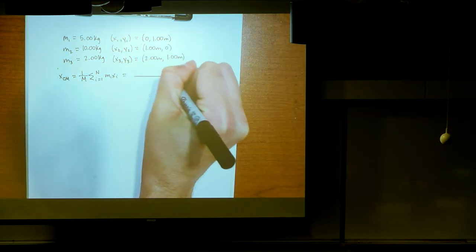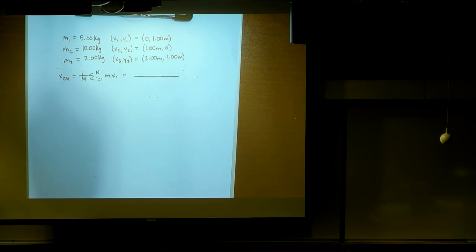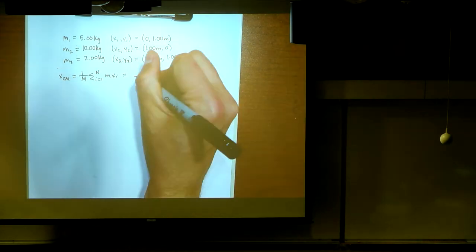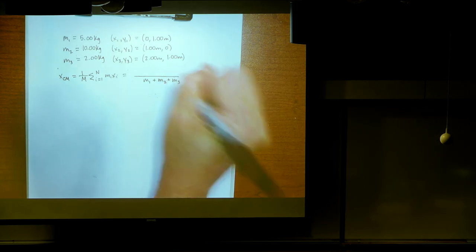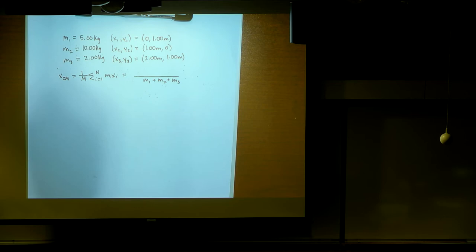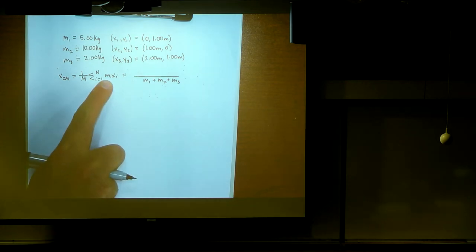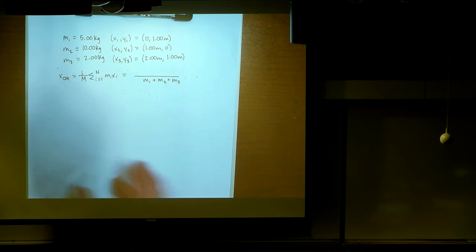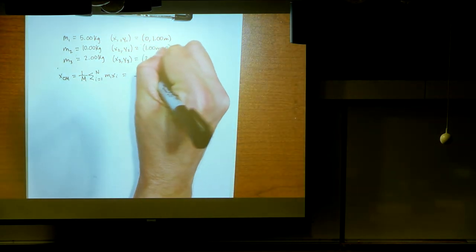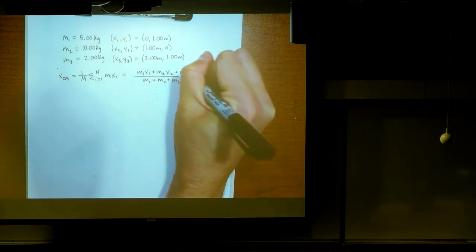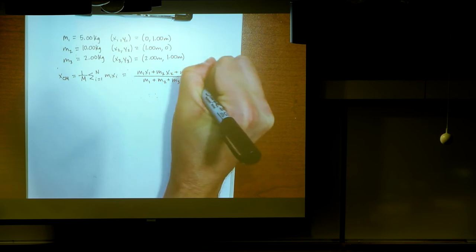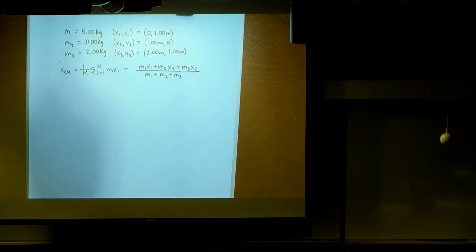So remember, on the bottom, what do we have? Big M, that's the total mass. So that's just going to be M1 plus M2 plus M3. That's just what's on the bottom. We agree? What's on the top? Well, it's mass times x coordinate for all of the particles added together. So that's M1 times X1 plus M2 times X2 plus M3 times X3. We have all that data right on the page, okay? So let's just plug it in.